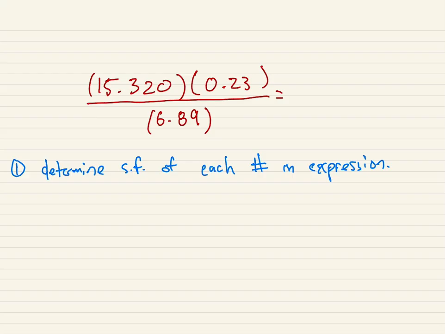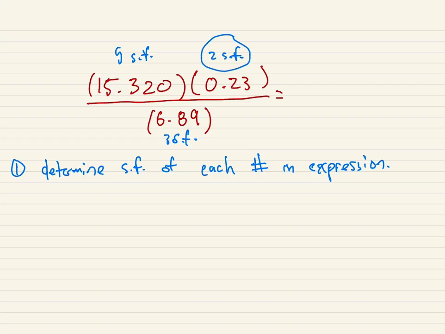Okay, how many sig figs are in 15.320? 5 sig figs, right? That 0 is significant at the end because it's a trailing 0 after the decimal place, right? 0.23, 2 sig figs, right? That 0 is insignificant because it's a leading 0, right? Adding 0 in front of a number doesn't add any information to that number. And then 6.89 is 3 sig figs, right? So if there's 3, 2, and 5, how many sig figs should our answer have?